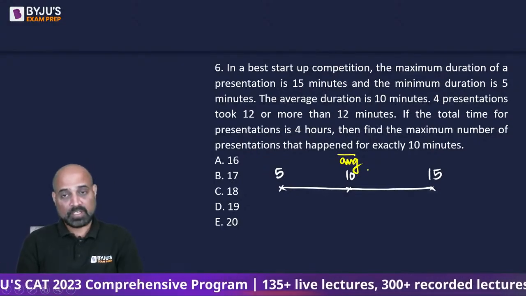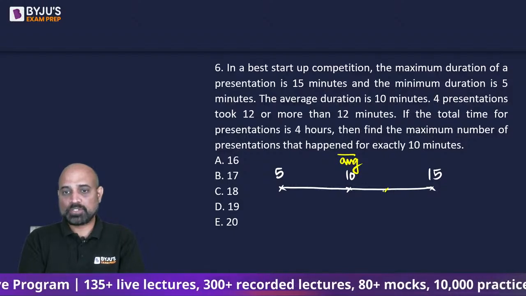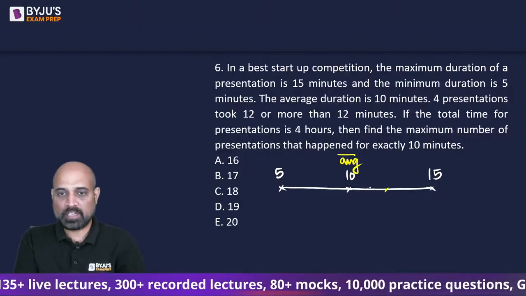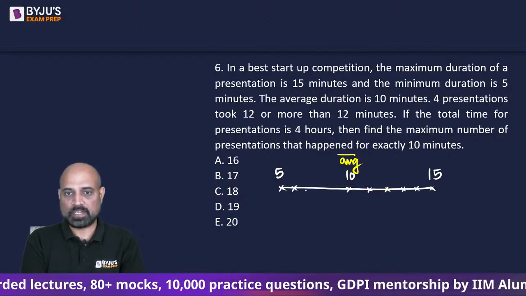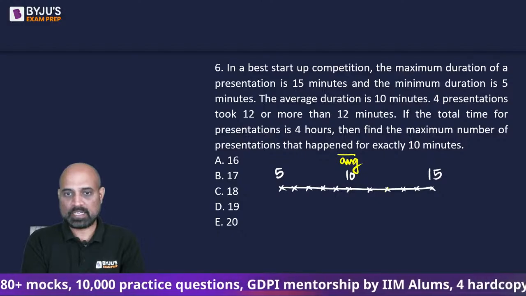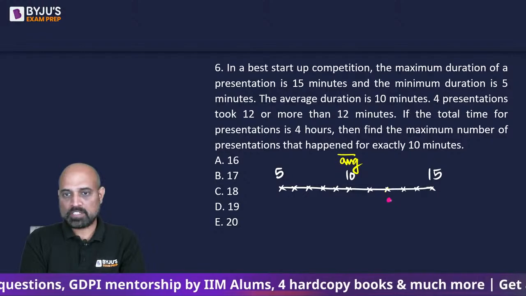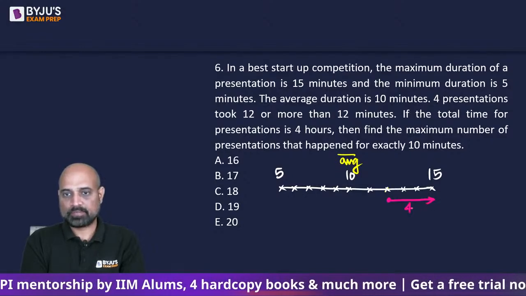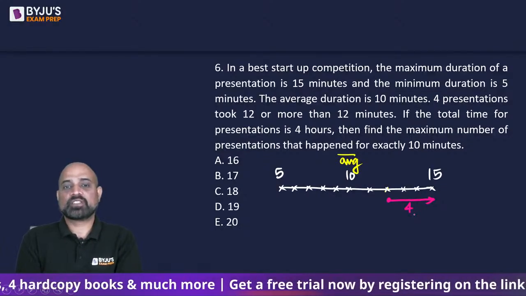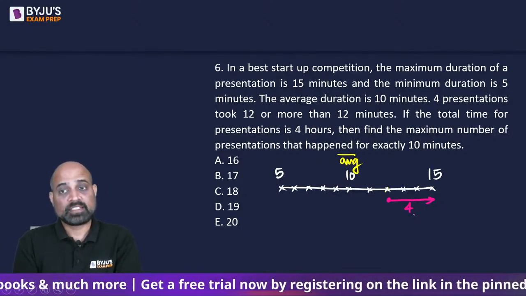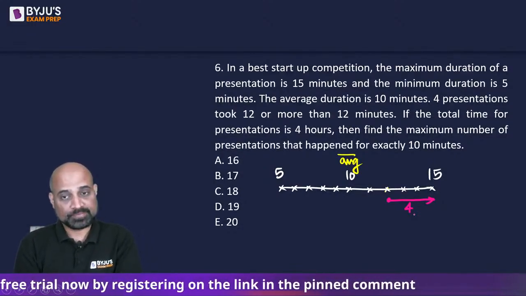Overall deviation, right? 4 presentations took 12 or more than 12 minutes. So if I mark 11, 12, 13, 14, 15 here, and similarly 6, 7, 8, 9 and 10 there, as per the question, 4 presentations lie here. If the total time for presentations is 4 hours, then find the maximum number of presentations that happened for exactly 10 minutes.